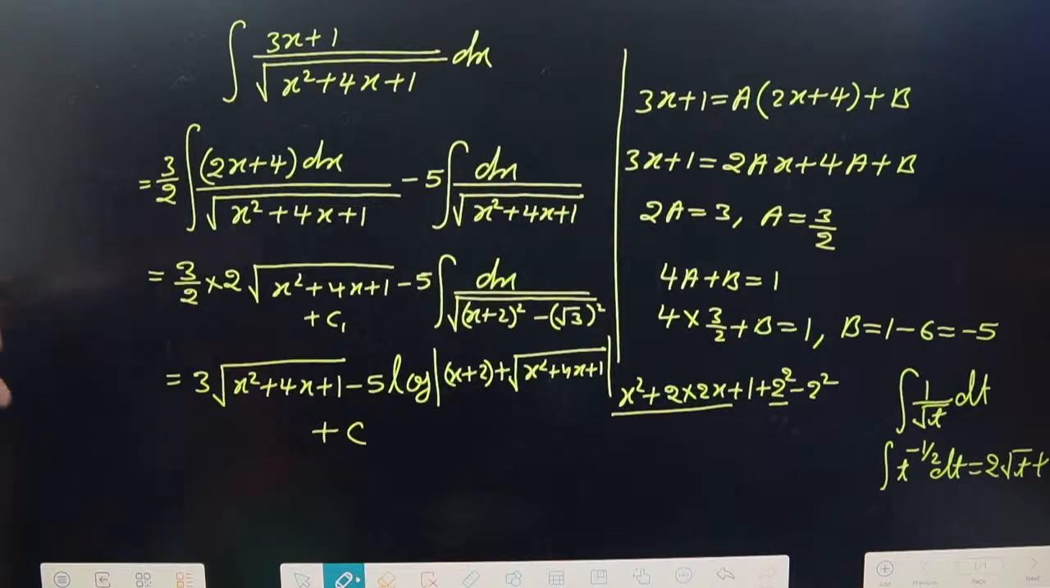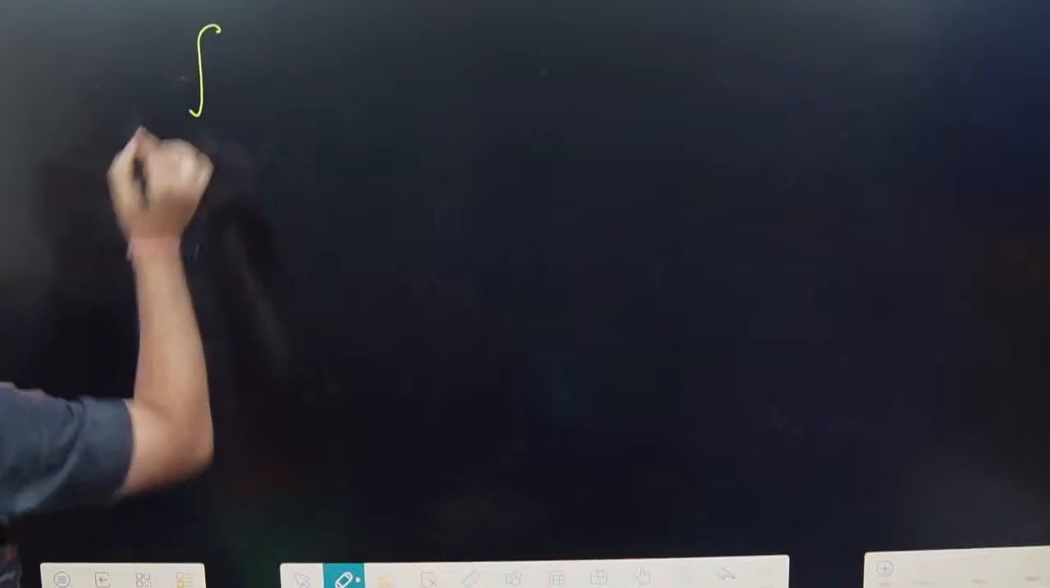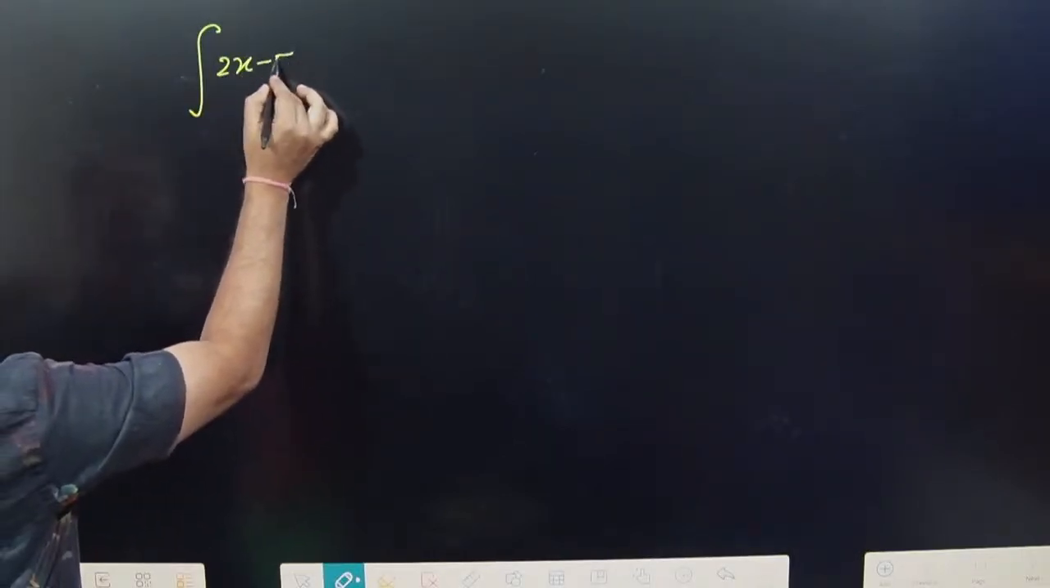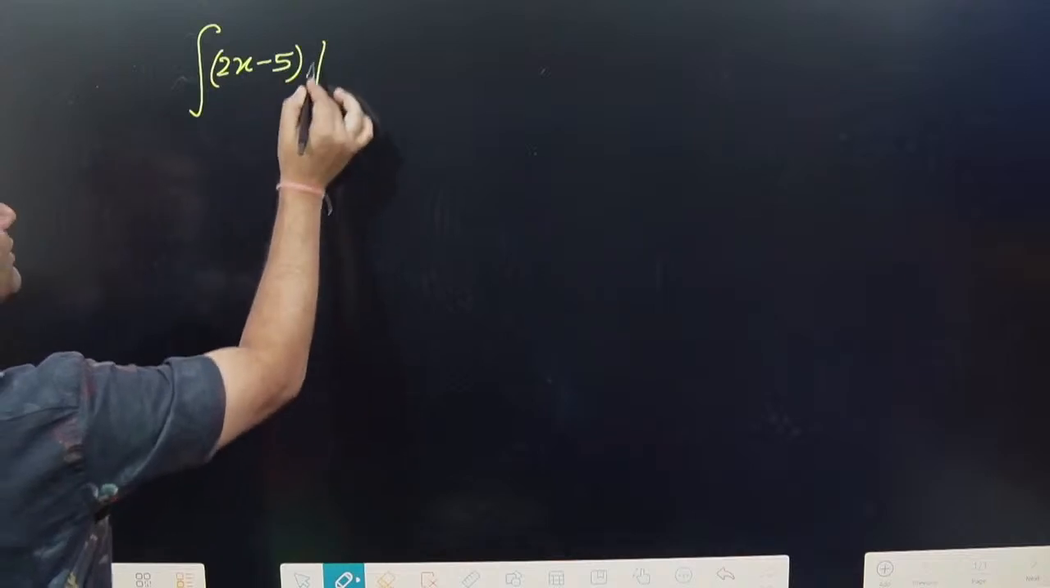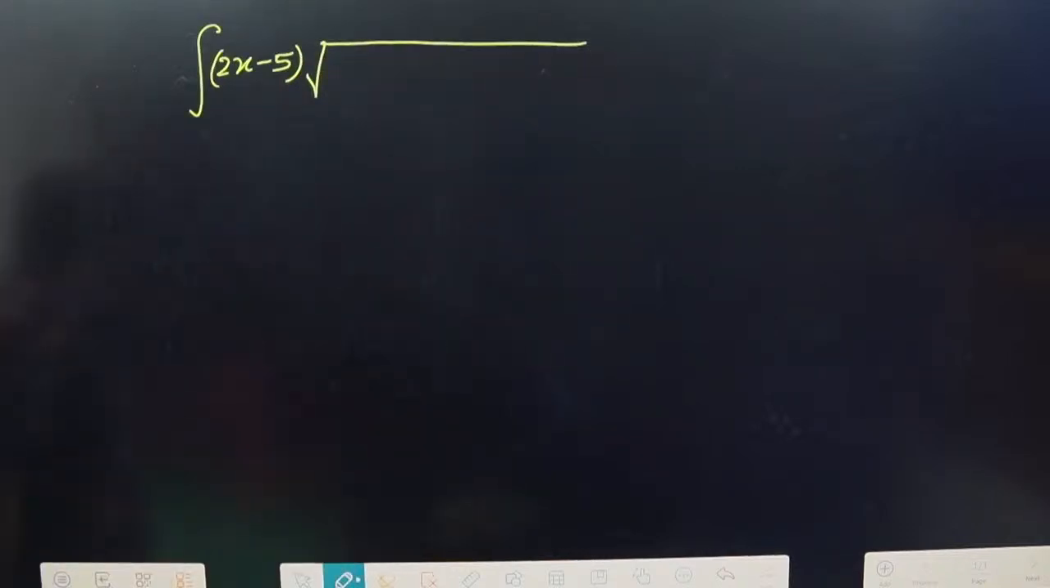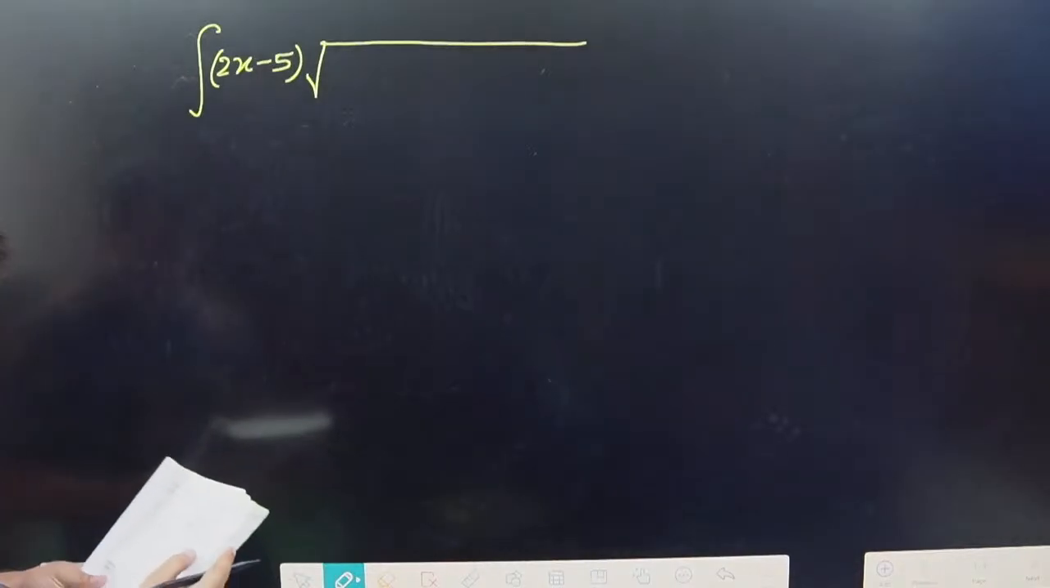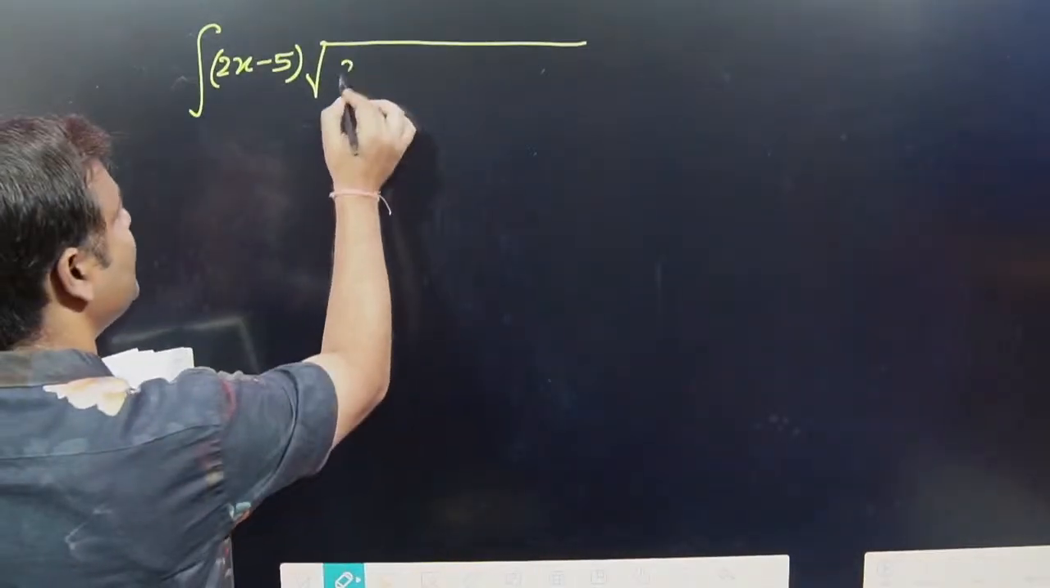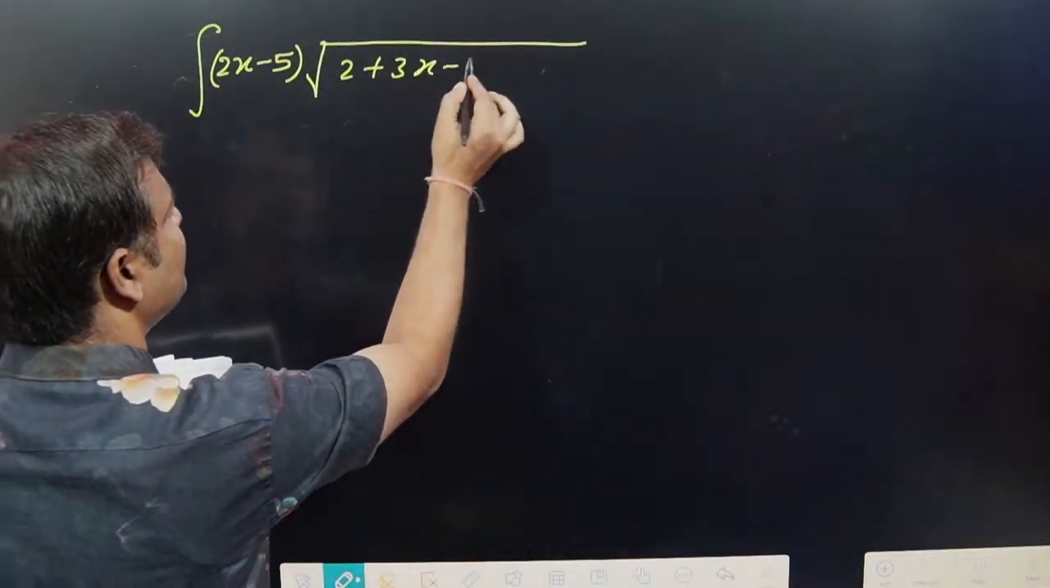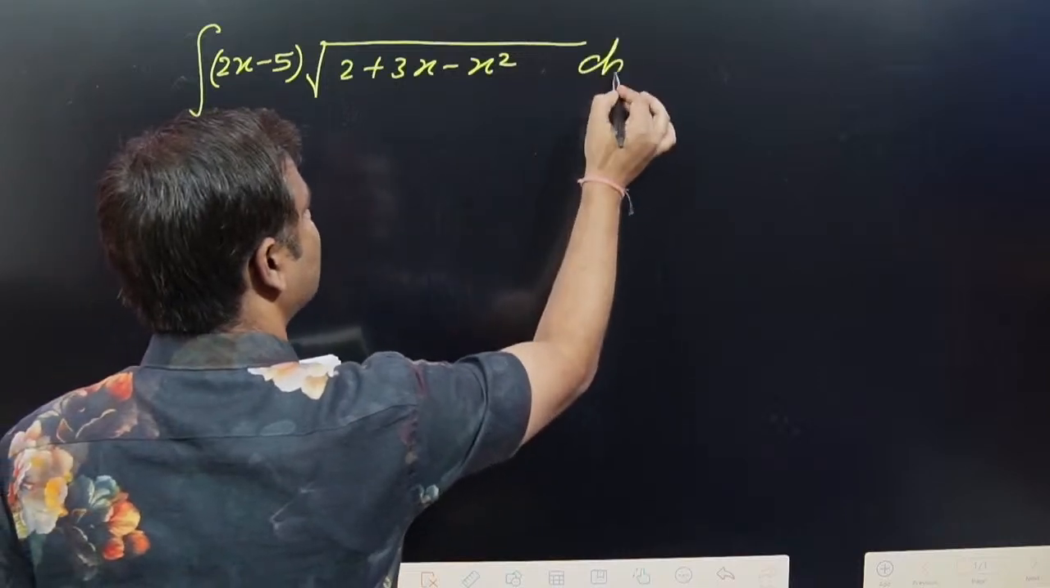Now next problem. After that I will focus on the next problem, whatever with the number. Here 2x minus 5 into under root of 2 plus 3x minus x square dx.